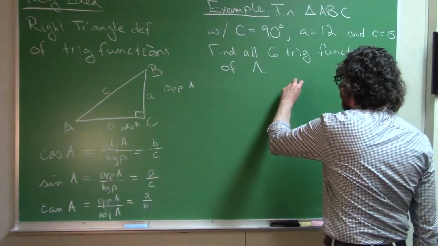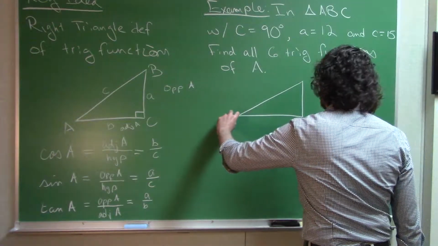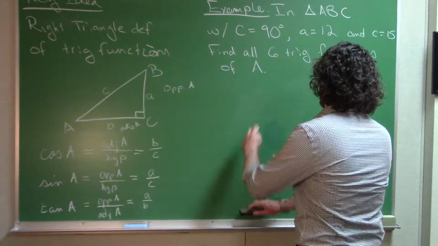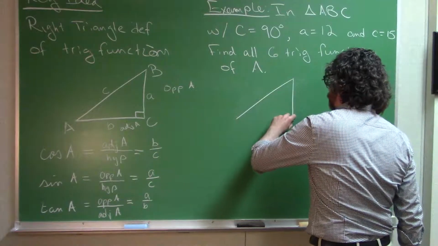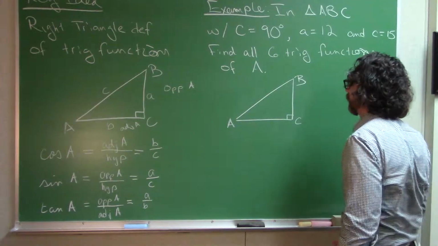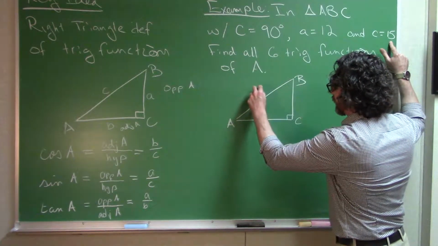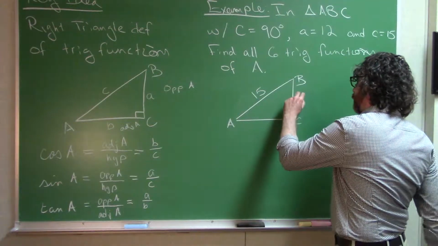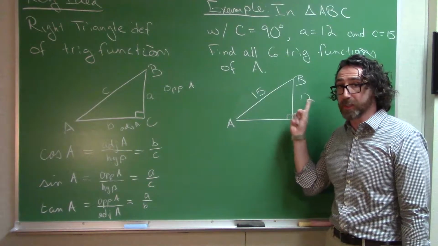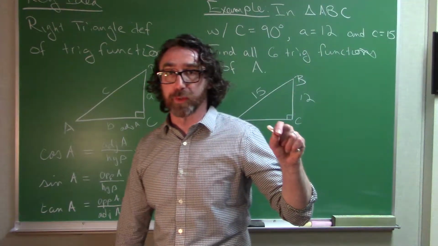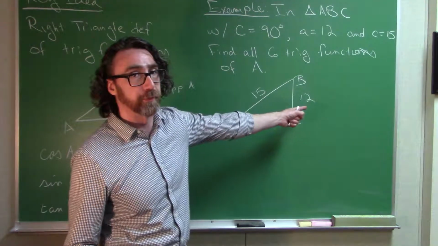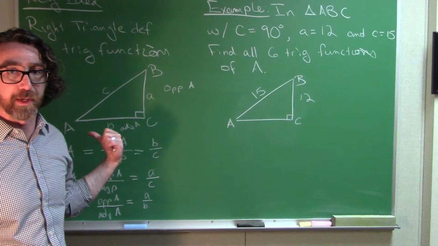So let me draw myself a picture here. I'll be happier if I do it like this, but so that's A, that's B, that's C. C is the 90-degree angle. They told me C was 15, and they told me A is 12. Now remember, angle A opens up onto side A. That 12 has to go here. We got to get these triangles right because we're using this stuff to get the value of our trig functions. If I don't put the 12 in the right spot, all my trig functions are going to be scrambled.